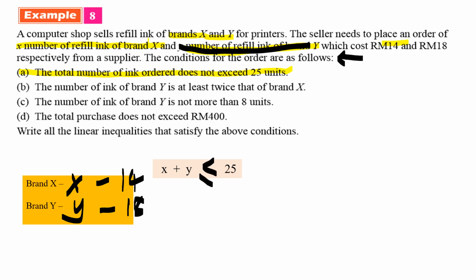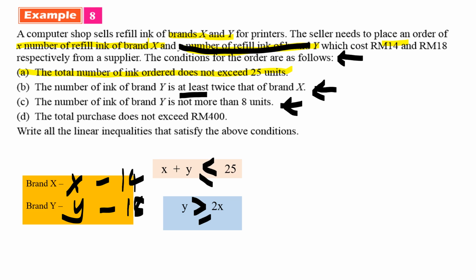Okay. So for B, the number of ink of brand Y is twice that of brand X. Okay. Y is twice. You can see here. But the keyword here is at least. So at least is it can be more or equal. If you are not sure, you can just refer to the table. But during exam you cannot refer, so you have to understand and memorize.